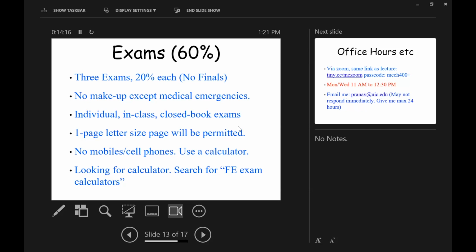Now, if you have a calculator, don't buy an FE exam calculator. It's only if people do not have a calculator and are looking to shop for one, go for an FE exam. But if you have a calculator, please use it. Okay, don't buy one of these calculators.